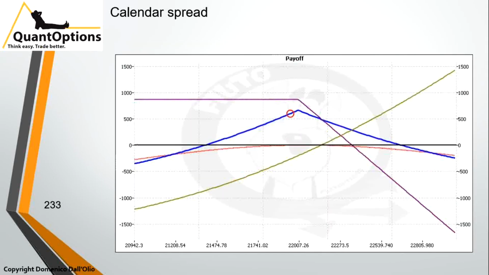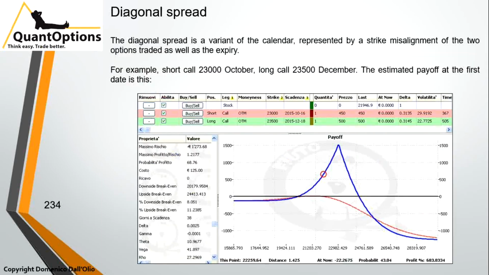What if we offset not just the maturities but also the strike prices? We reach a diagonal spread. The diagonal spread is a variant of the calendar represented by a strike misalignment of the two options traded as well as the expiry. For example, short call 23,000 October, long call 23,500 December. Different maturities, different strike prices. The estimated payoff at the first date is this. And as you can see, it is something very similar to a broken wing butterfly.